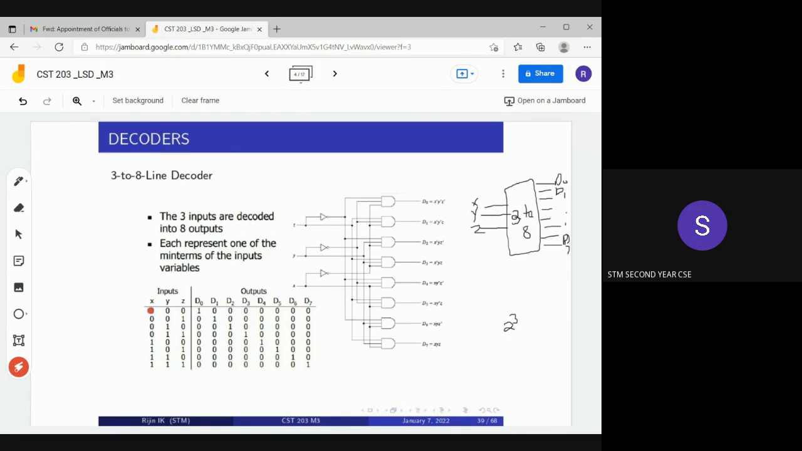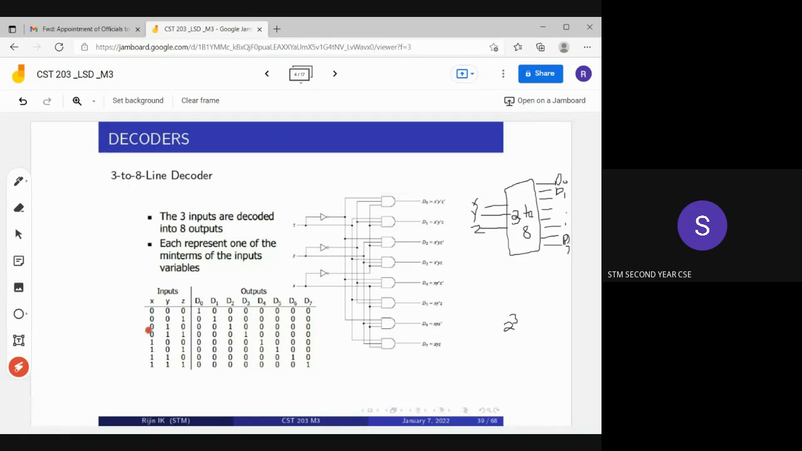Okay, so if all the bits are 0 it will select the D0 pin. D0 pin will be active. Remaining all will be 0. Okay, then next 0 0 1. 0 0 1 means it is corresponding to min term 1, then it will select D1. That means the D1 pin will be active. Remaining all will be 0.